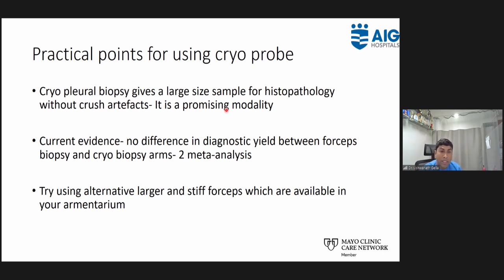The current evidence says that there is no difference in the diagnostic yield to make a diagnosis between the forceps biopsy and the cryopleural biopsy, and the same has been reflected in the two meta-analyses which have been published in 2020 and in 2022. And if you have a semi-rigid thoracoscopy and you're not happy with the forceps supplied with the semi-rigid thoracoscope, and you really want an alternative, you can use some of the forceps which are there in the gastroenterology armamentarium.